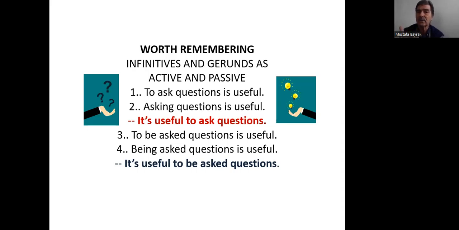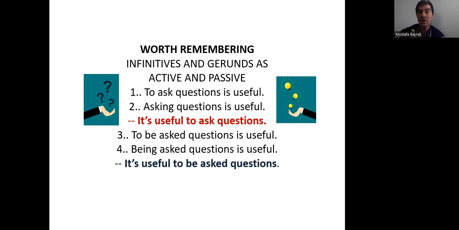And even we know the most common form is this. It's useful to ask questions. But what about the last part? Verb 3, for example, to be asked. Okay, instead of saying to ask, now to be asked questions is useful. Being asked questions is useful, and it is useful to be asked questions.